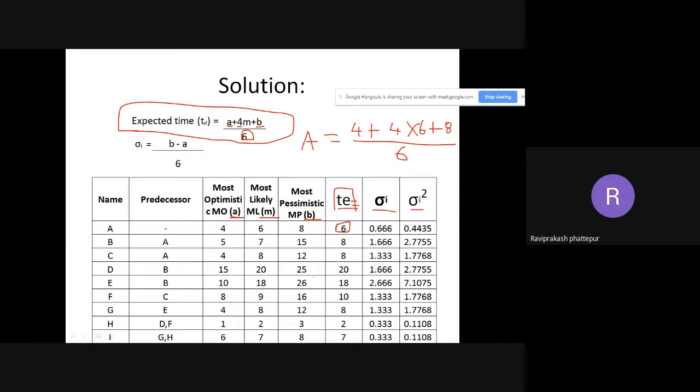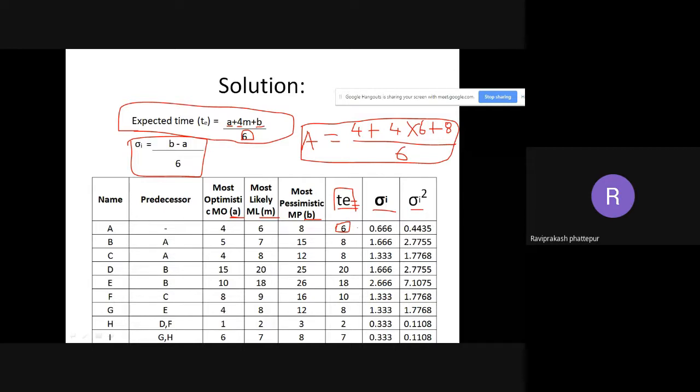Till then, copy this TE. We'll come back to sigma and sigma squared later. The formula for sigma is also given here. Sigma is equal to B minus A divided by 6. B is the most pessimistic, A is the most optimistic. B minus A divided by 6 gives me my sigma, that is the standard deviation. So till here you copy, add TE, then write down the values, or you can calculate those later with this particular calculation. A is given here, next B, C, D. Similarly, using a calculator, you solve and find TE.